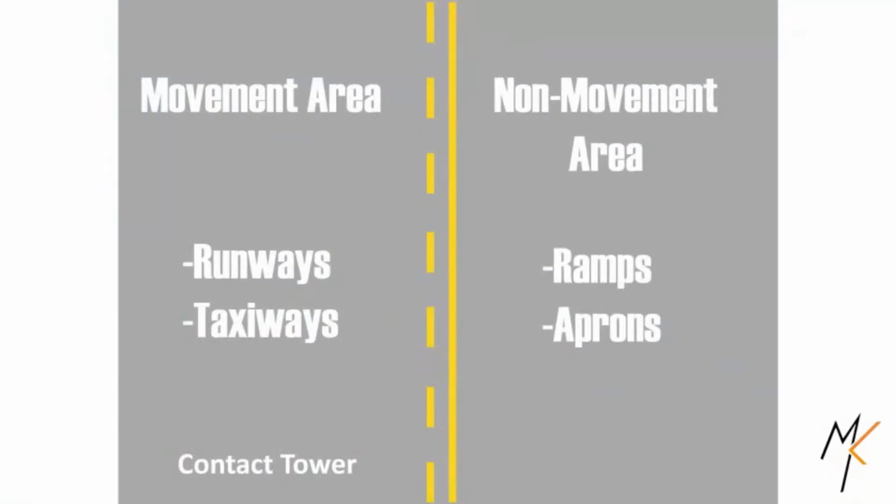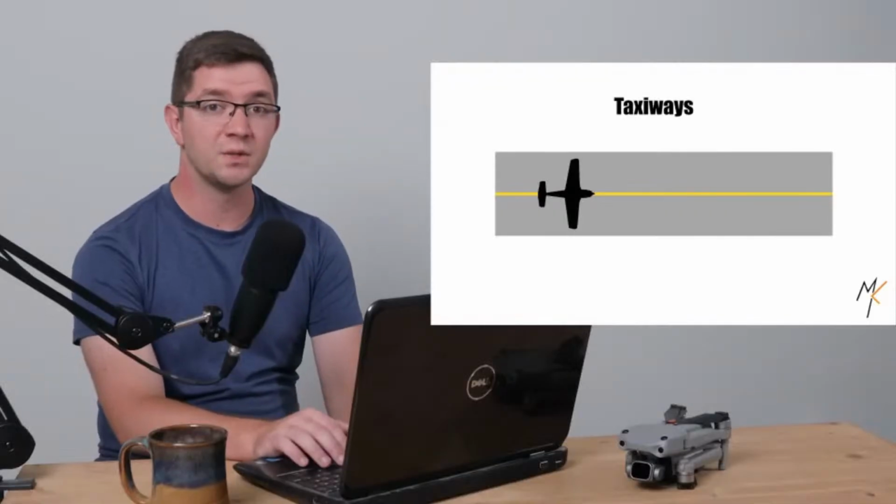On the ground, the marking that is used to identify the boundary between these areas is a solid yellow line with a dashed line like this. If you're on the side where the line is solid, that means you are in the non-movement area and you need to contact the tower to get clearance to cross that line. If, however, you are on the dashed side, you're in the movement area. So once you've crossed into the movement area, you will not be allowed to cross that boundary again without clearance from the tower.